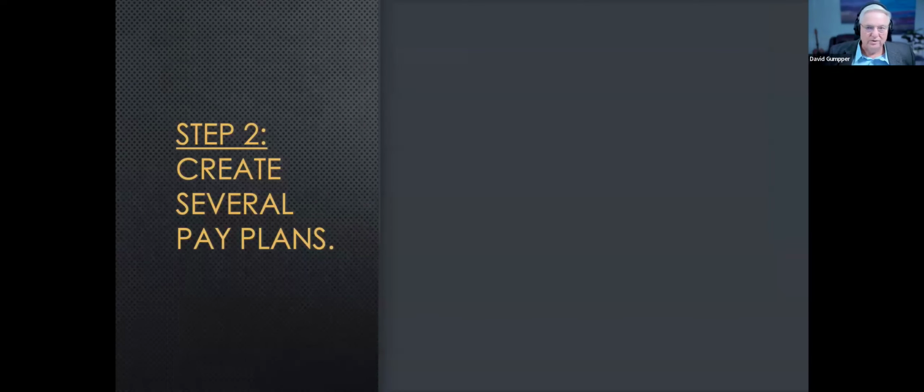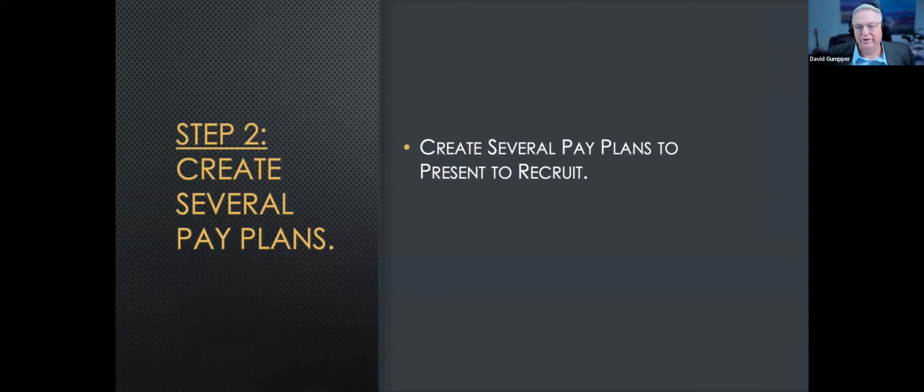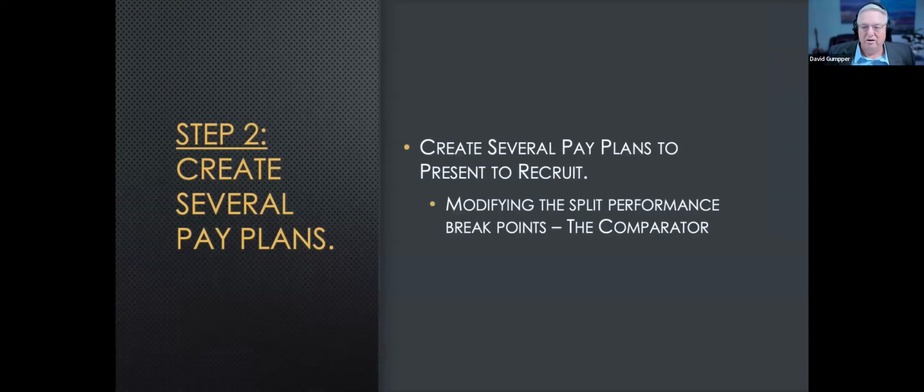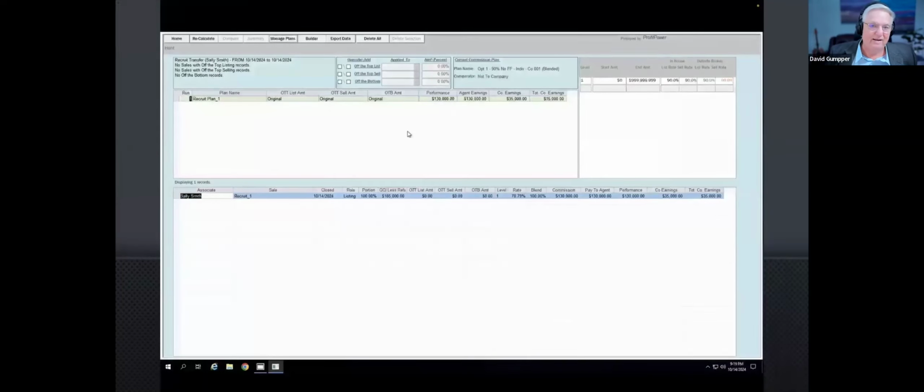So what are we going to do? We're going to create a couple different scenarios, different pay plans that we're going to use. And one of the things we're going to leverage in this is to modify the split performance breakpoints. In other words, the breakpoints at which the agent will jump from one level to another. And we have different methodologies that we can use to accomplish that. And we call those the comparator. And let's go right into this.